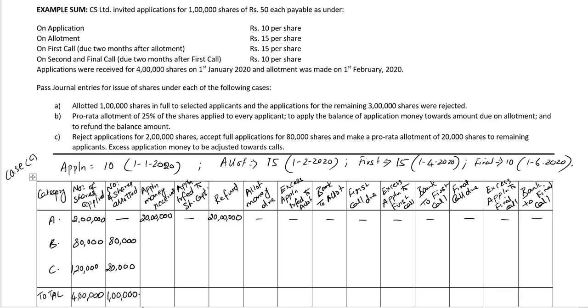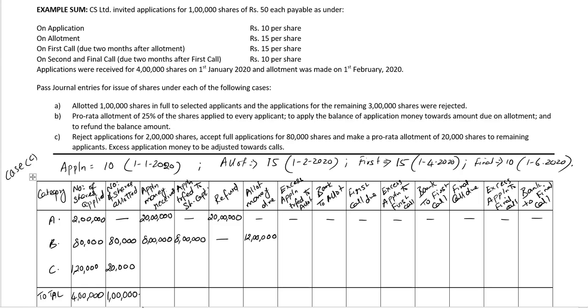Let's go to category B. Application money received at the rate of 10 rupees per share is 8 lakh rupees. Since 80,000 shares are allotted, the application money transferred to share capital is also 8 lakh rupees. There will be no refund in this category. 80,000 multiplied by 15 is the allotment money due, which is 12 lakh rupees.